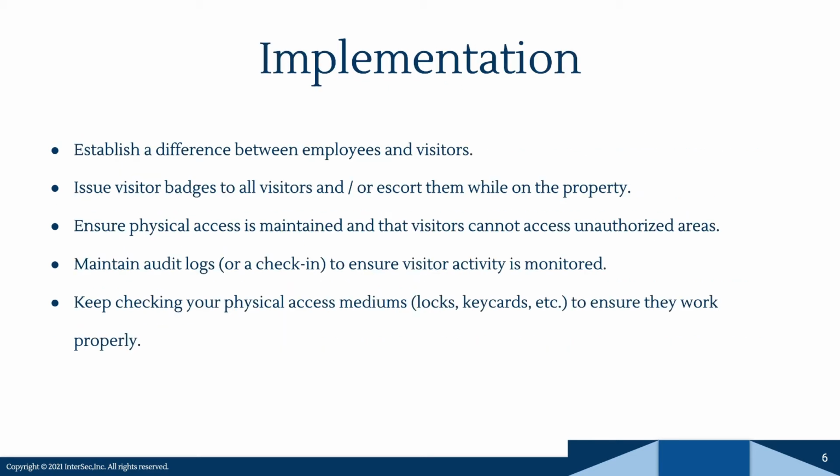Here's a checklist you can look at to implement and work towards achieving this practice. Establish a difference between employees and visitors. Issue visitor badges to all visitors and/or escort them while on the property. Ensure physical access is maintained and that visitors cannot access unauthorized areas, building upon the previous practice. Maintain audit logs or a visitor check-in to ensure visitor activity is monitored, and keep checking your physical access mediums, such as locks and key cards, to ensure that they work properly, to ensure that physical access is maintained.